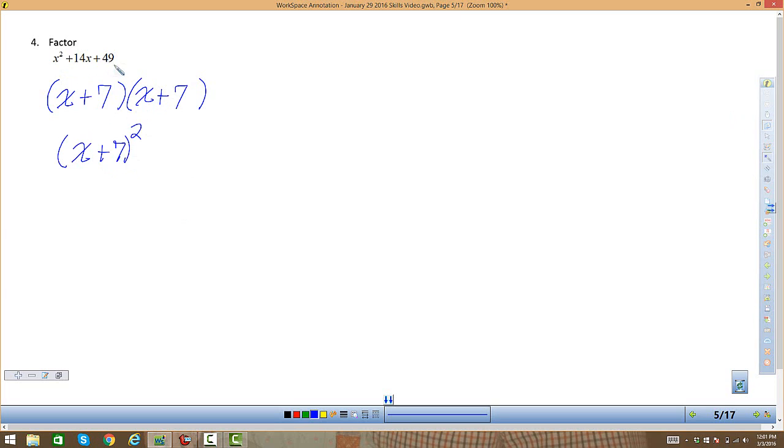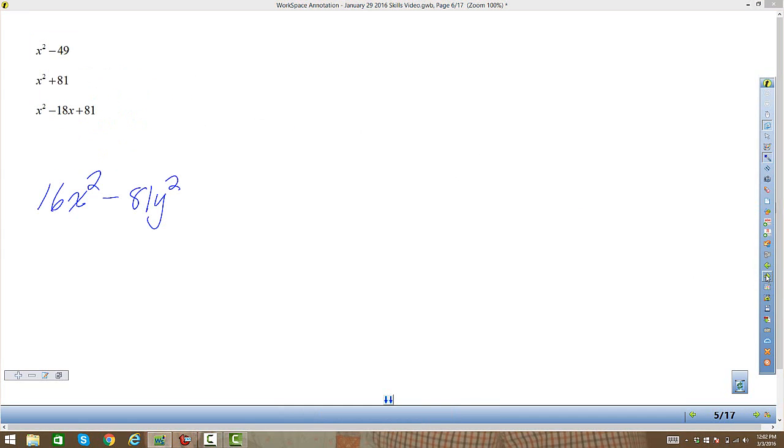Now there might be a shortcut. How could I see immediately that this is a binomial squared? The way to do that is to look at the middle term. Half the middle term would be 7, and if I square that and get the constant term, I have a quadratic expression that is a binomial squared. We'll now take a look at a few more.